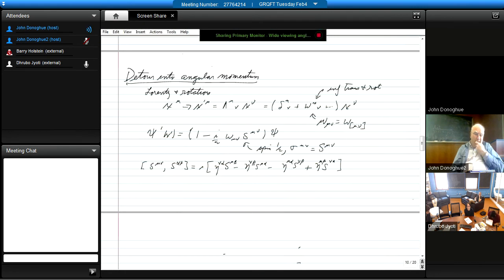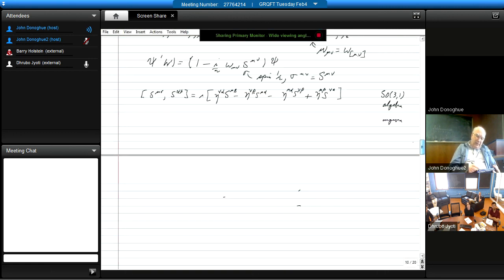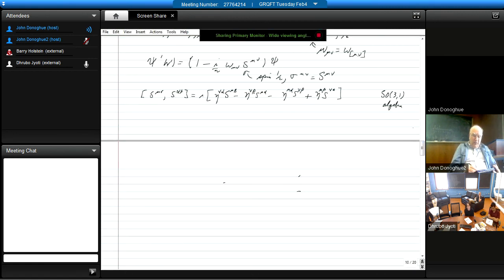Okay, so the sigma matrices satisfy this, but also more generally, this is an SO(3,1) algebra. Anyway, that's perhaps not needed here. But if you do know this theorem, again.